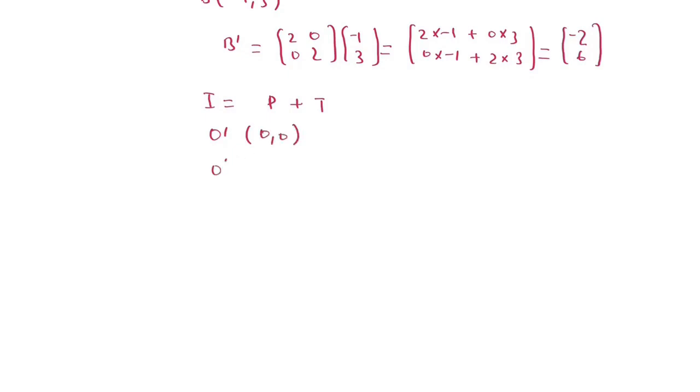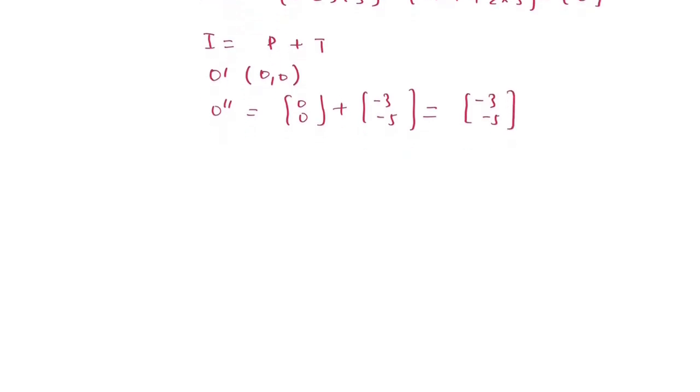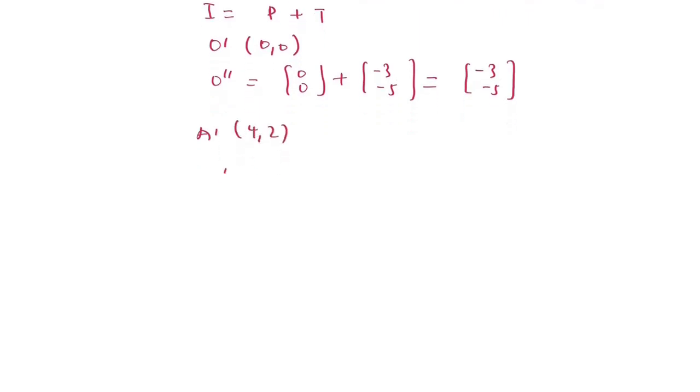Then O image equals matrix 0, 0 plus matrix -3, -5, of which after solving the values we are having matrix -3, -5. Our next point is A image with 4, 2. Then A image equals matrix 4, 2 plus matrix -3, -5, of which after solving the values we are having matrix 1, -3.